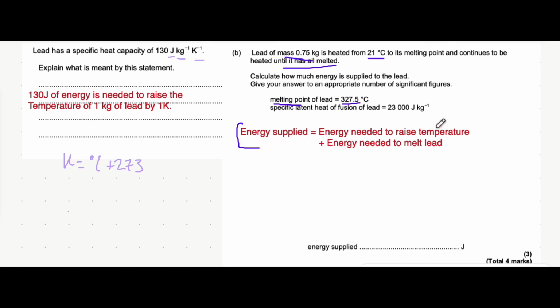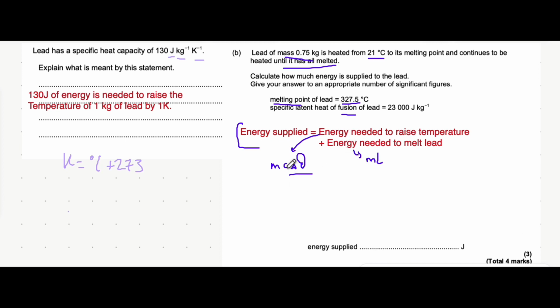The energy needed to raise the temperature, which we know is its mass multiplied by its specific capacity multiplied by the change in temperature. Change in temperature, by the way, is the same in Kelvin as it is in degrees, so we don't need to convert into degrees in this case. Plus the energy needed to melt the lead. That's where you have to use the new formula, which is the mass multiplied by the latent heat of fusion.